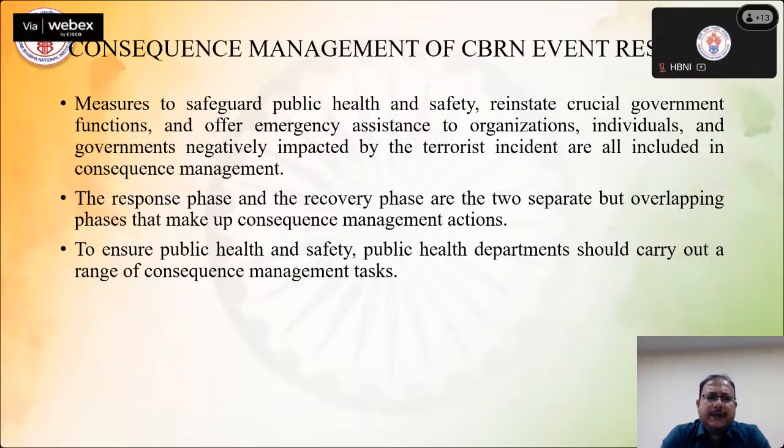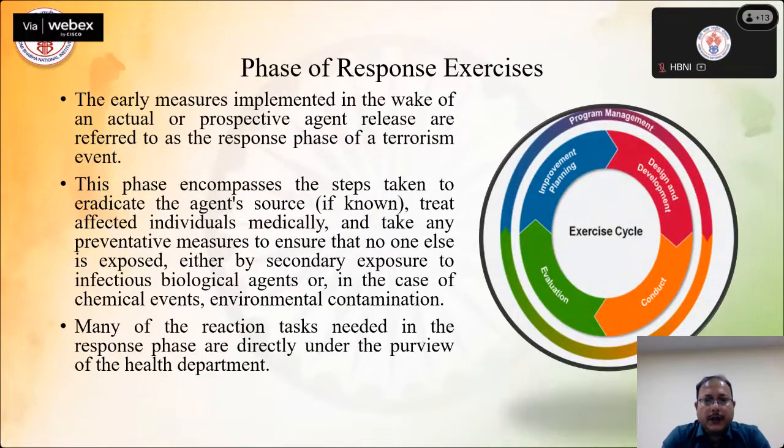To ensure public health and safety, public health departments or the disaster management department should carry out a range of consequence management tasks. For example, they have to rehabilitate and recover the victims of chemical attack or chemical leakage, or they have to relocate the population because the water is being contaminated, the food is not there, the environment is contaminated. So all these issues come, and consequence management takes care of all these matters.